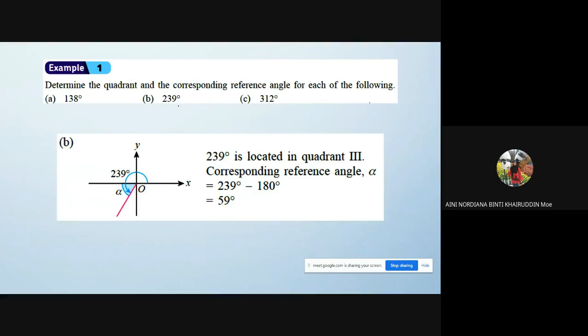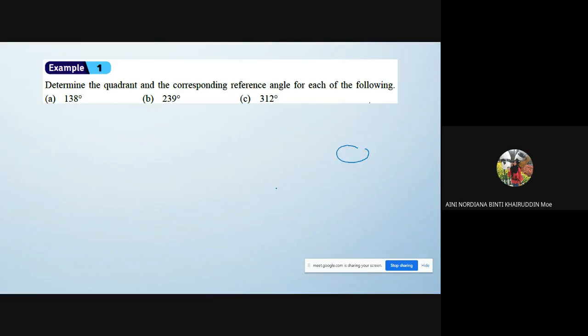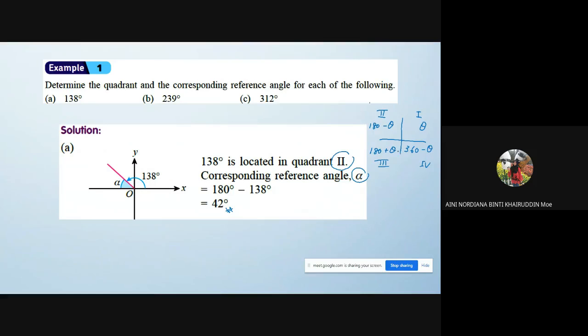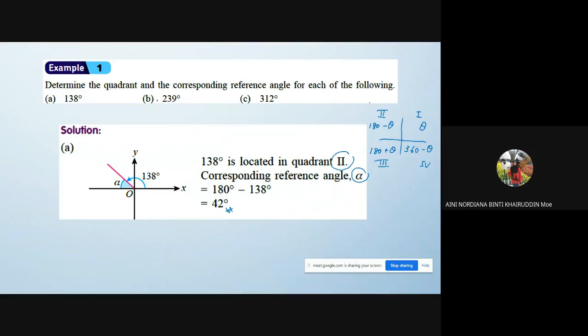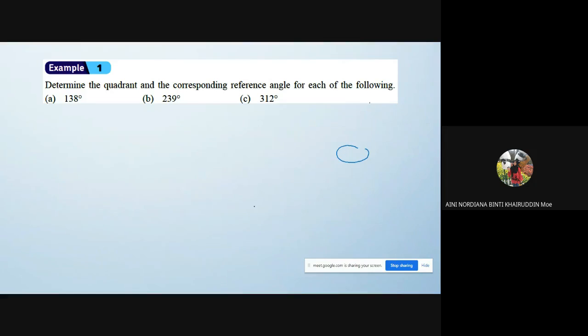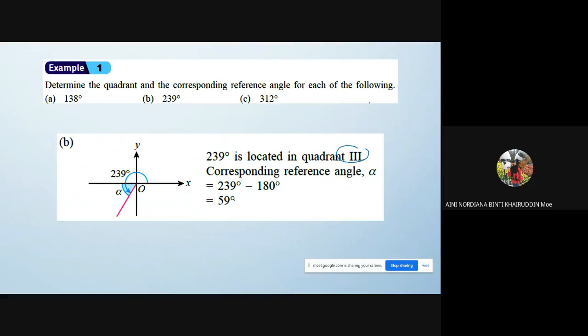So B, this angle at quadrant 3. So to calculate the reference angle, this angle minus 180. Okay, just now I said 180 plus theta equals to this. So to find theta, 239 minus 180. Okay tak? So this is the answer.